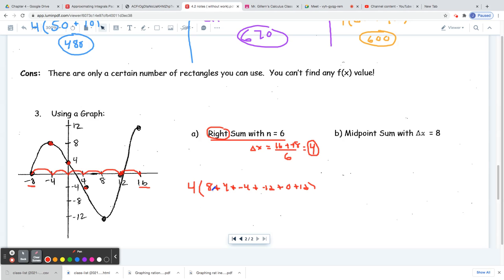All right. And if you add all these up, these 12s cancel, these 4s cancel, just 4 times 8, which is 32. All right. So 32 is the correct answer. Any questions on that one?